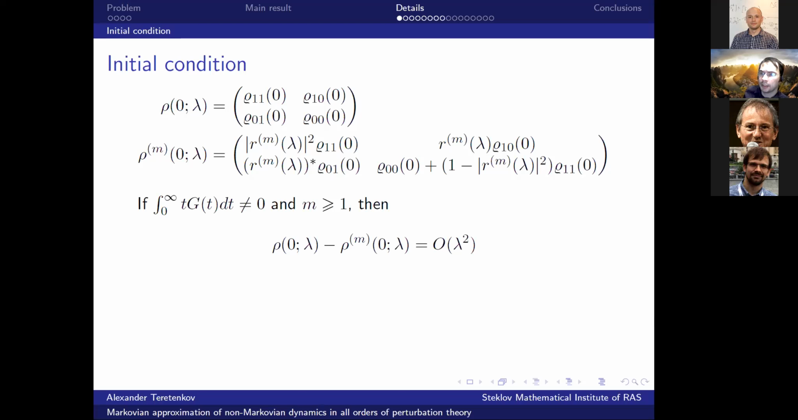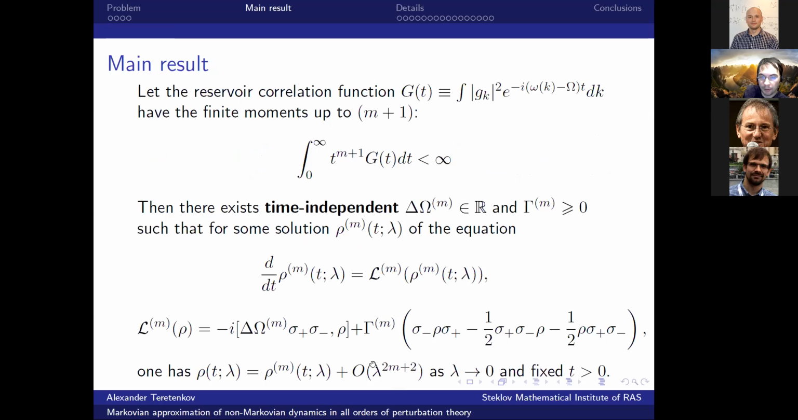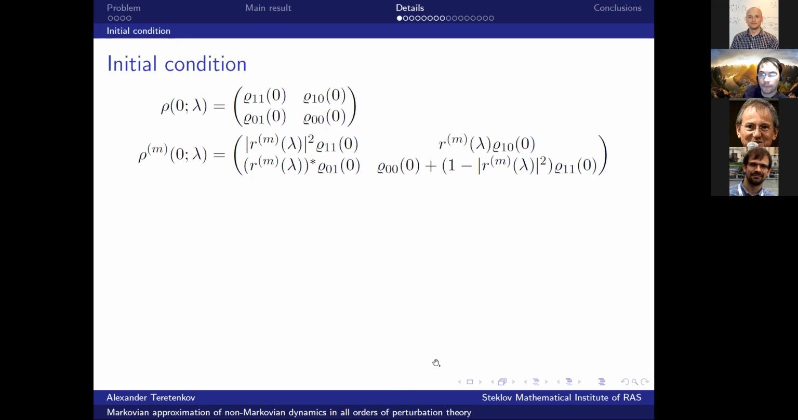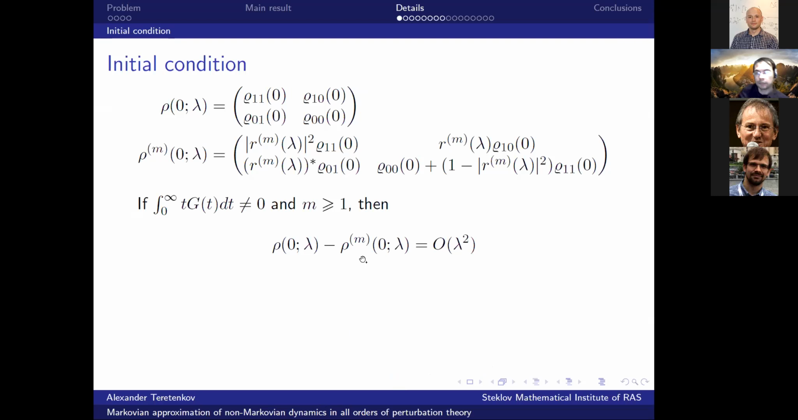Of course, it is possible to ask, maybe it is because we have only an asymptotical formula. It is natural to ask, maybe I have chosen a bad approximate solution, but it is possible to redefine it at order of lambda to the power of 2m plus 2. So it is possible to asymptotically change it, in such a way that this initial condition would be the same.